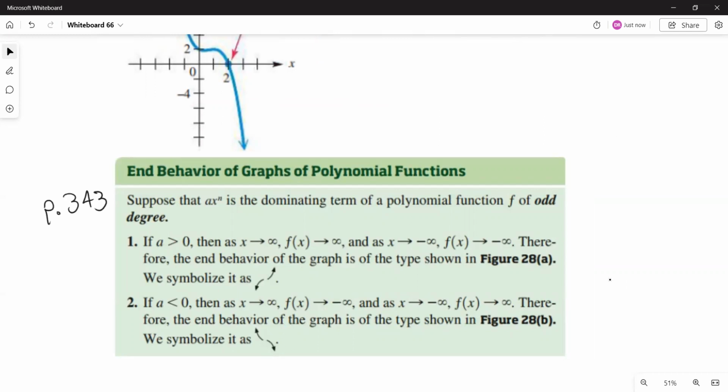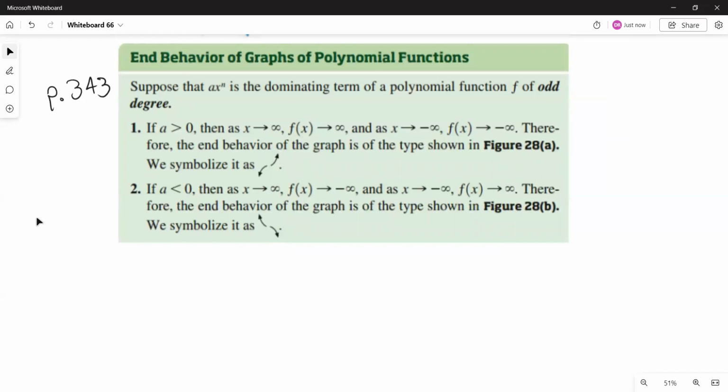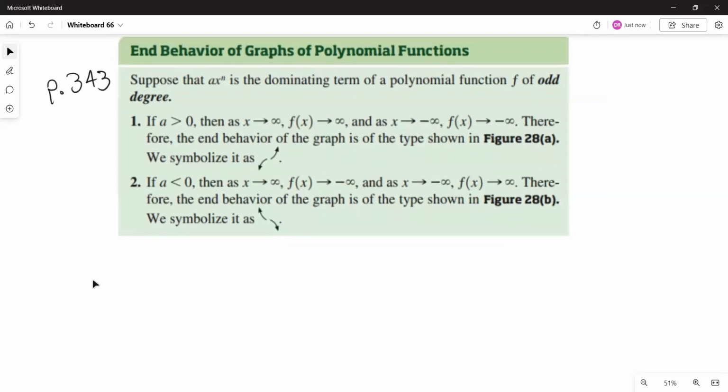Suppose that a x to the n is the dominating term of a polynomial function of degree n. That is, the leading coefficient is a, and n is the degree. If a is positive, then as x approaches infinity, f of x approaches infinity. And as x approaches negative infinity, f of x approaches negative infinity. So here are the first two situations.